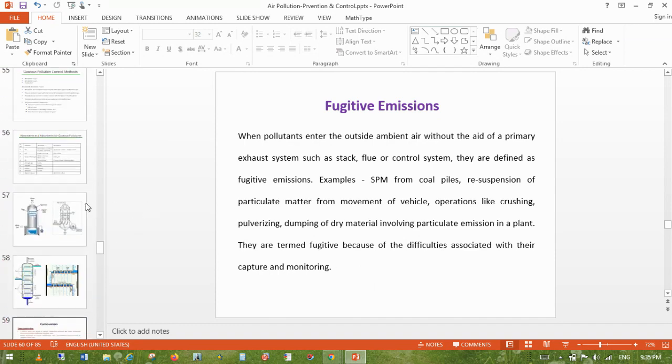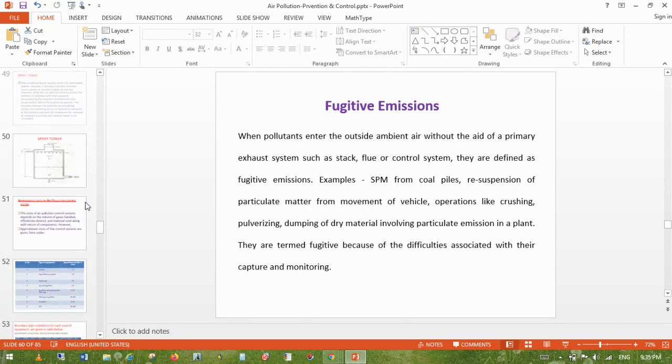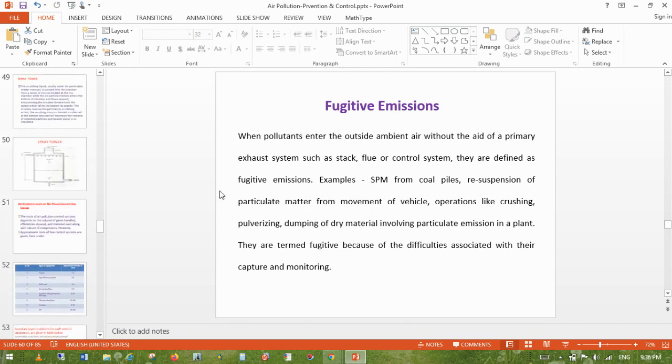Today, do you have any doubt regarding the gaseous combustion and the wet method? What is the dry method?